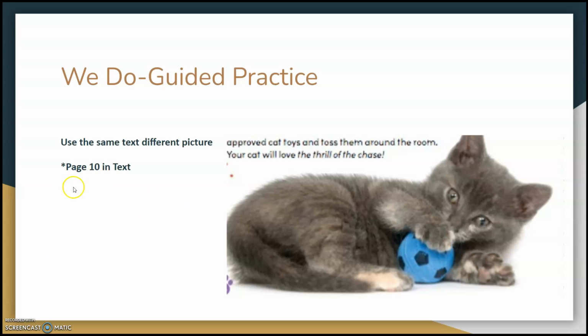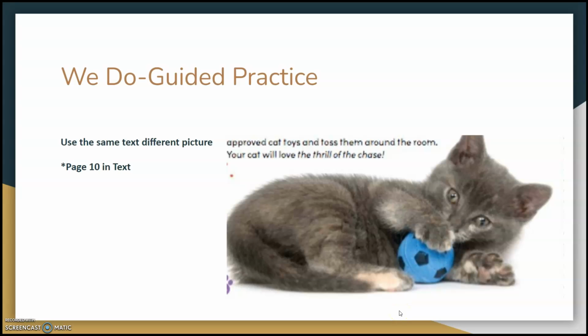We're going to use the same text, but this time we're using the picture on page 10 in the text. Now you would again say, why do authors use pictures in a text? You'd have them discuss and give their answers. And then you would have them look at that picture and say, okay, now I want you to talk to a partner about what you're seeing in this picture. What's going on in this picture? What do you see? So you'd give them a sec to talk to their partner.